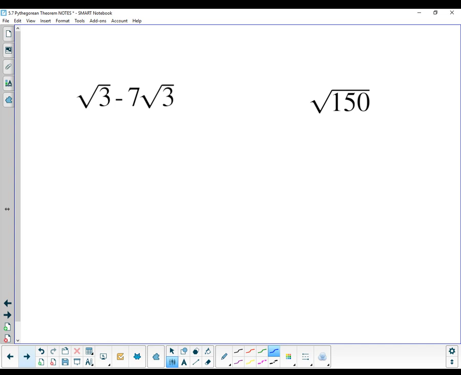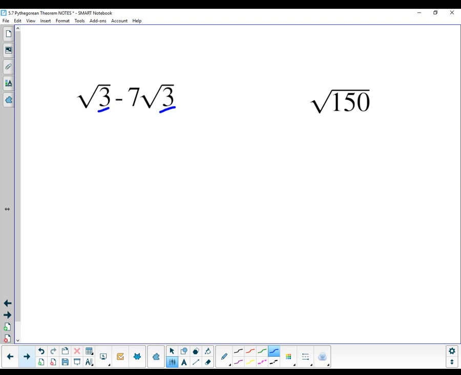Now we're going to look at adding and subtracting radicals. In order to add or subtract radicals, we need to make sure that what is underneath our root is the same. So if we look at this one, our first example, I have 3 under both of our roots, which means that they can be combined.